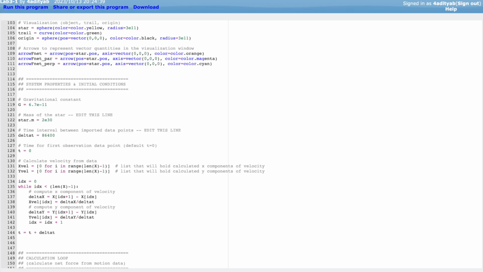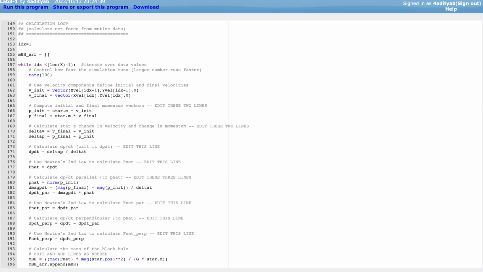Here I inputted all the initial conditions into GlowScript. This is the main calculation loop. I take the star mass and I multiply by the initial velocity to get the initial momentum, and I get the final momentum by multiplying the star mass times the final velocity. Then we get delta v and delta p by taking the velocity final minus the velocity initial and the momentum final minus the momentum initial respectively.